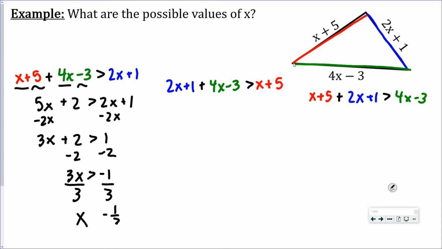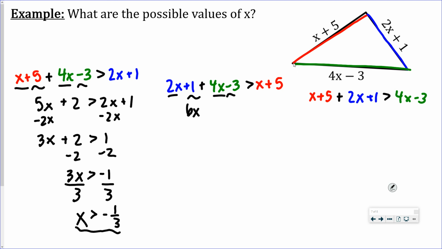Oh! Do I have to flip my symbol here? No, the number I'm dividing by is positive. Just because this number is negative doesn't mean I flip it. All right, my first statement says x has to be greater than negative 1/3. Okay, cool. Next one.